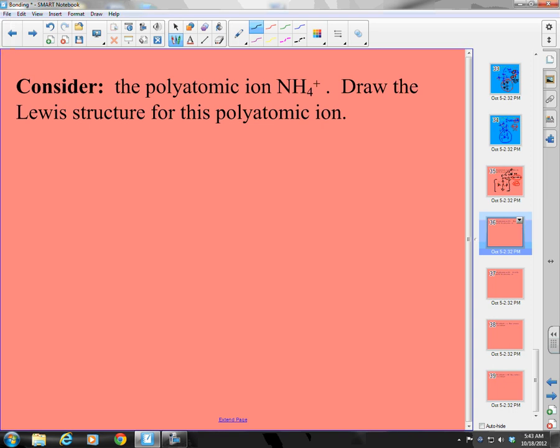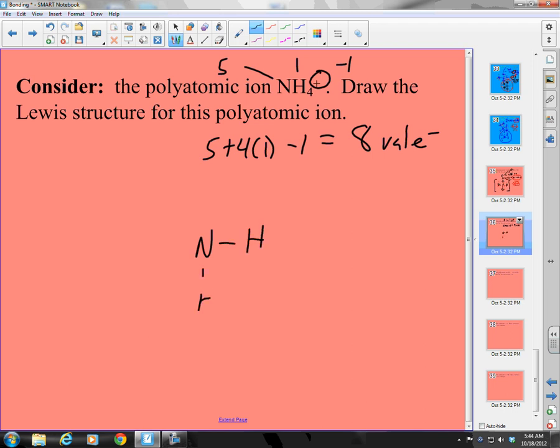Great, here we go. I have to figure out valence electrons. My nitrogen has 5, my hydrogen has 1. What does the plus mean? It means I have lost an electron, so I'm going to subtract 1 electron. So I have 5 plus 4 times 1 minus 1, and that is equal to 8 valence electrons. I'm going to put nitrogen in the middle, surround it with my 4 hydrogens.